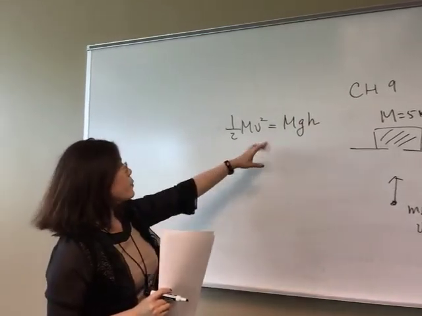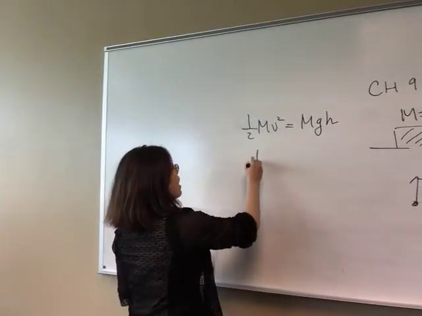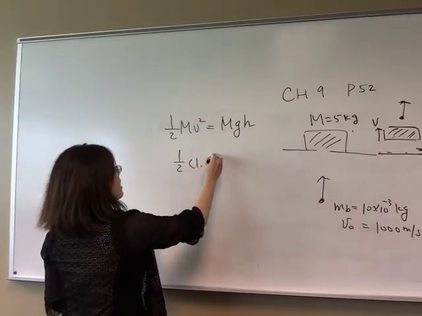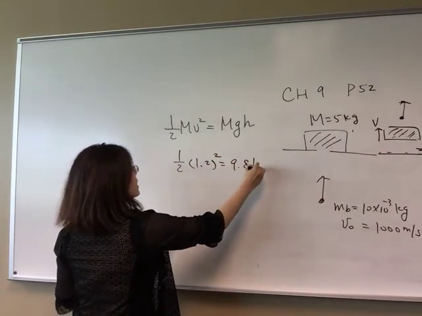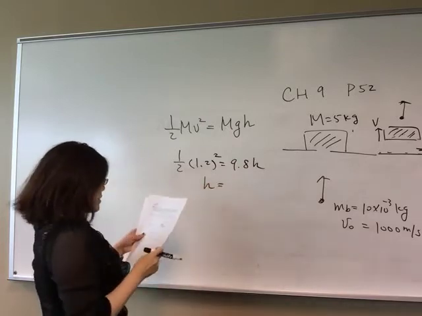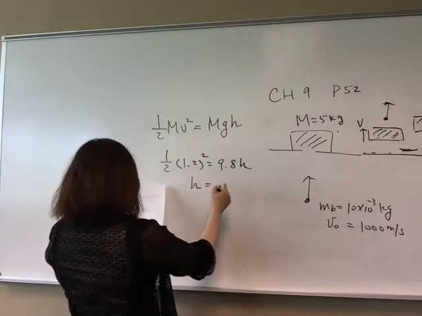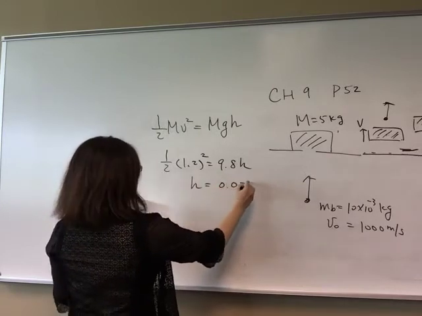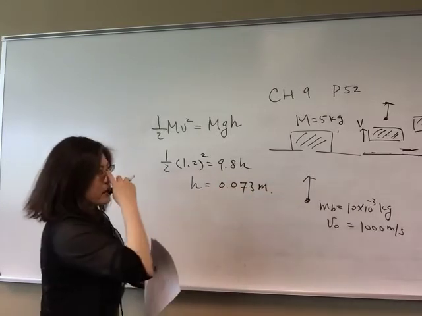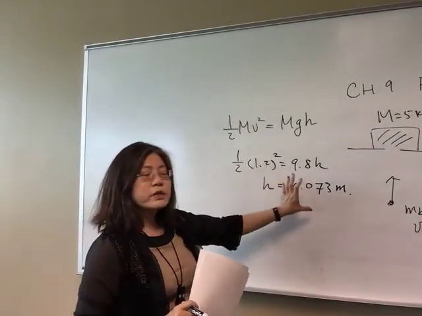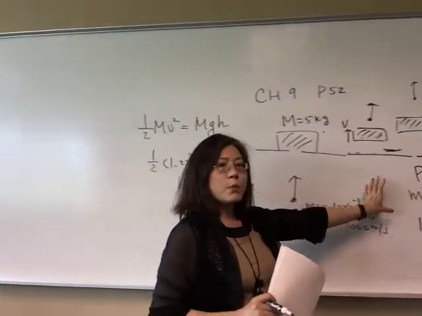Okay, so the mass of the block basically just cancels. So you have 1/2 times the velocity, which is 1.2 squared, and that's equal to 9.8 times the height. So what is the maximum height the block can attain? That will be 0.073 meters. Okay, so you can see that this problem utilized the conservation of linear momentum.